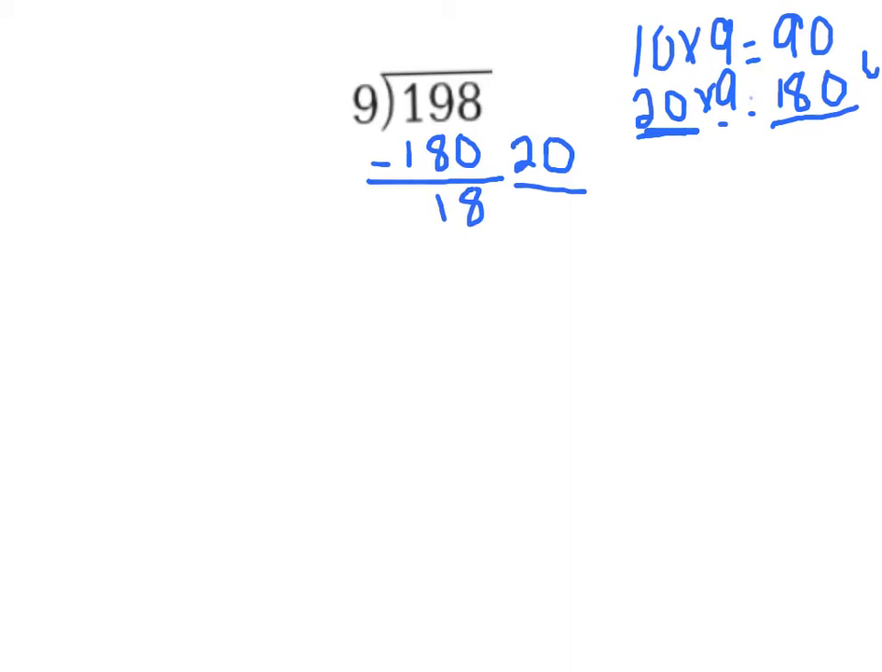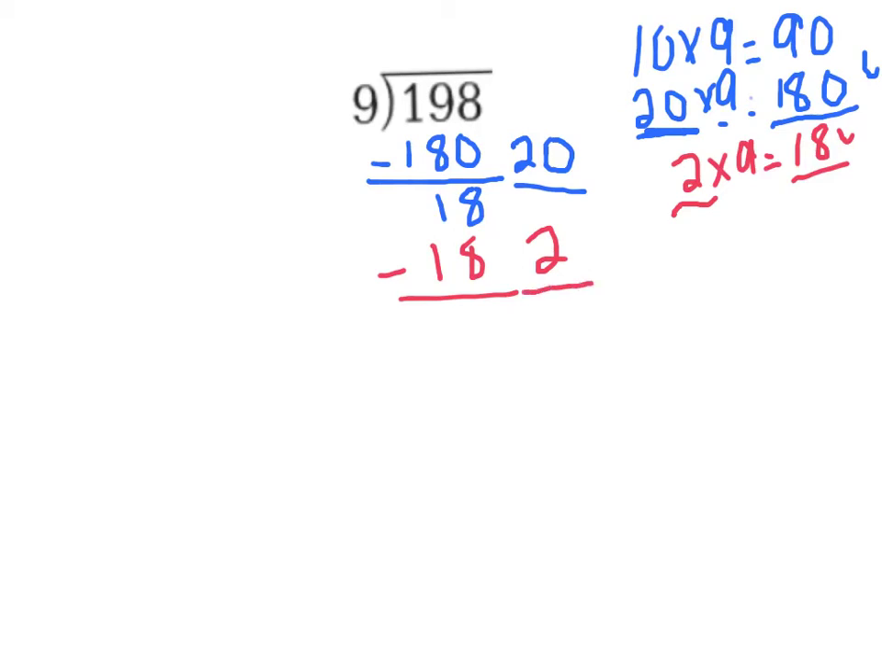So now I'm going to see, what times 9 is 18? Well, I know that 2 times 9 is 18. Let me check. 2 times 9 is 18. Yep, that's right. So I know that I can subtract 18 from 18, and then I said that that was 2 groups of 9. So I'm going to put my 2 groups over here. Now 18 minus 18 is 0, and I have no more Skittles left. I passed them all out.